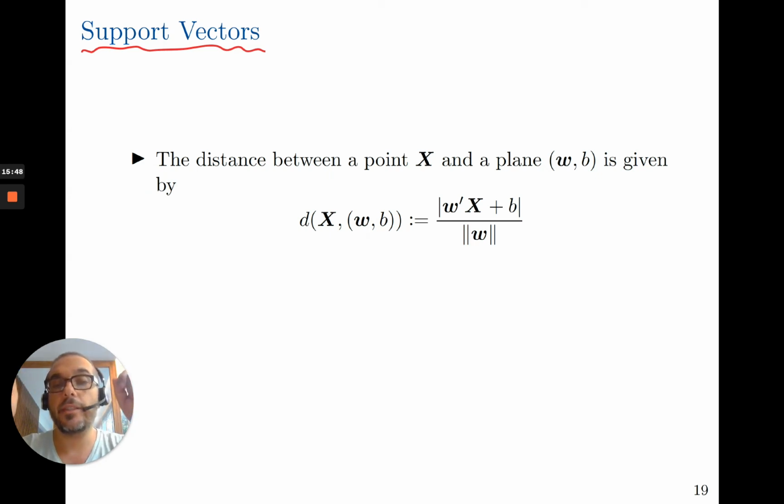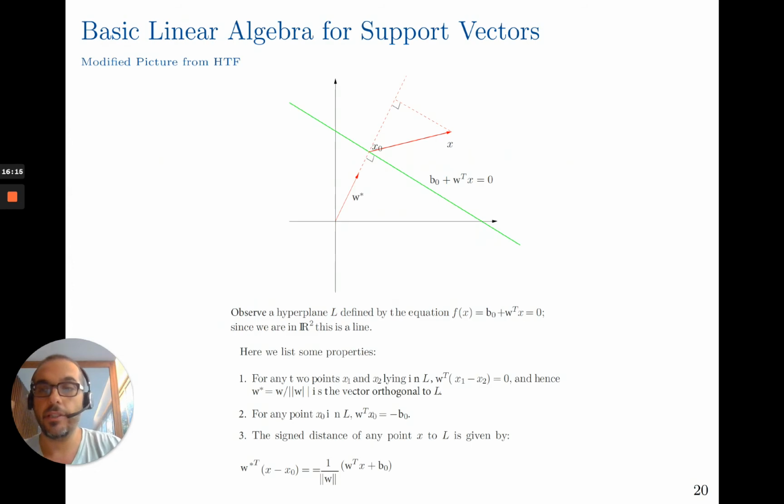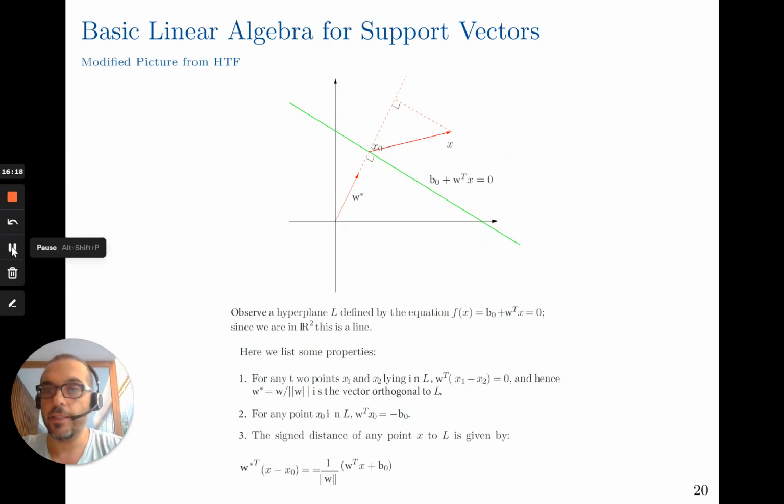The distance between the point and the plane is the ratio of the absolute value of W transpose X plus B and the norm of the vector W. In the next slide, we're going to prove this expression, exploring some geometry of Euclidean spaces. Here we can see why that expression is true.